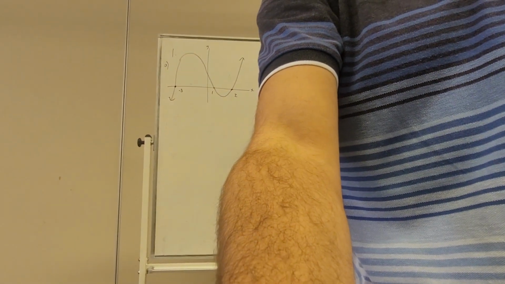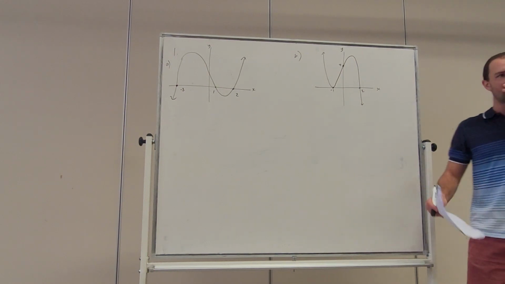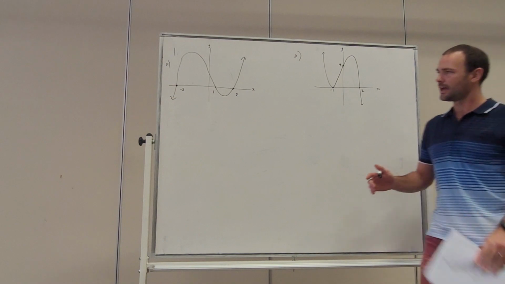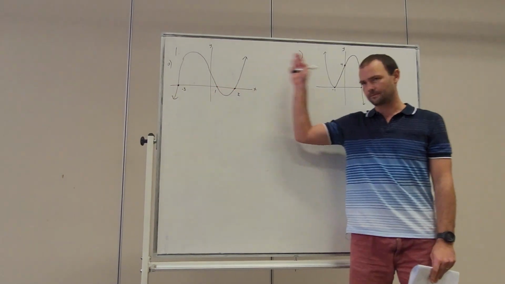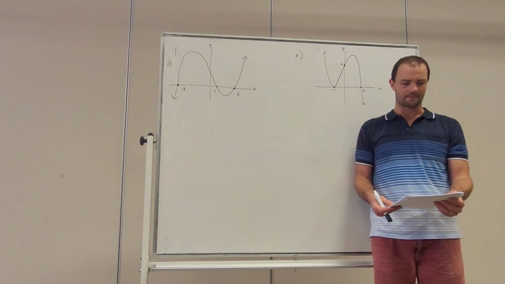Excellent. All right. So today we're doing 4E and 4F. And 4E is about cubics, 4F is about quartics. And the reason we're doing them together is because they just flow on really nicely from one another. So this will be the last thing that we have to go through.